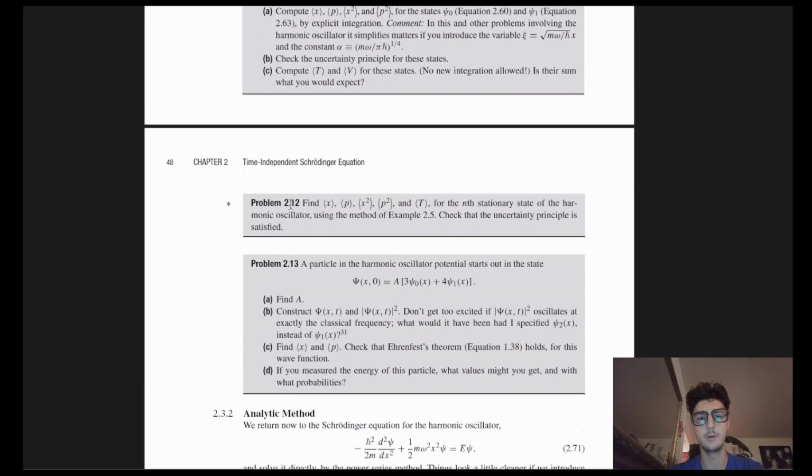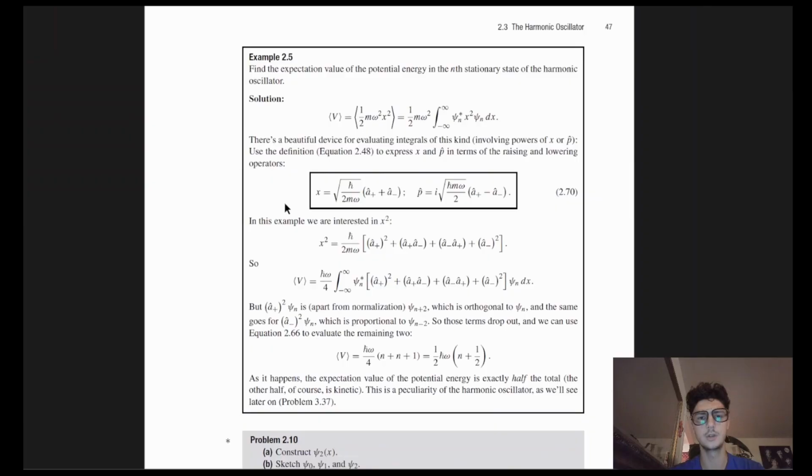Here we have another example, and that is the chapter. Let's actually just check the example really quick. Find the expectation value of the potential energy in the nth stationary state of the harmonic oscillator. Here's the solution. The expectation value of V, the potential energy, is the expectation value of the operator, which is just this, which we saw from before. It's basically just an x squared with these constants.